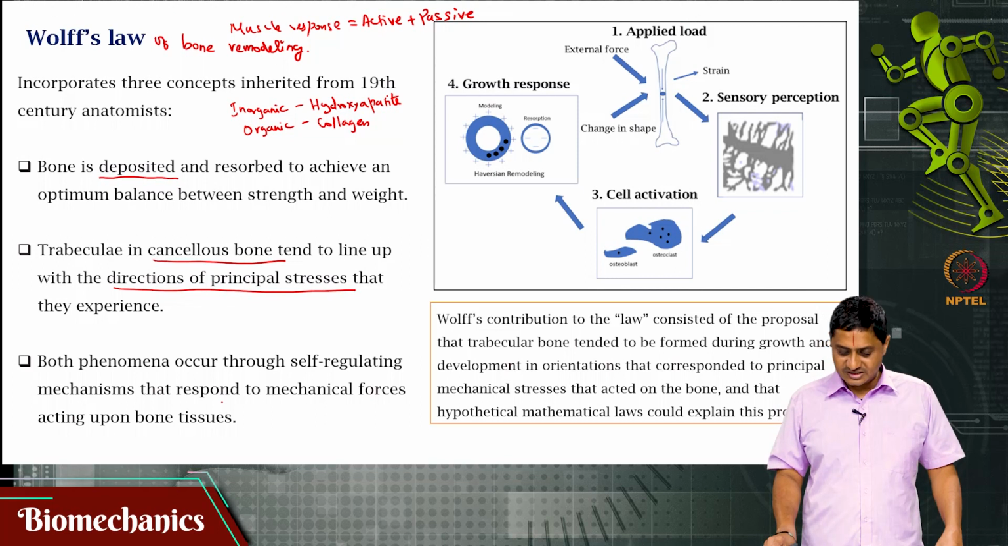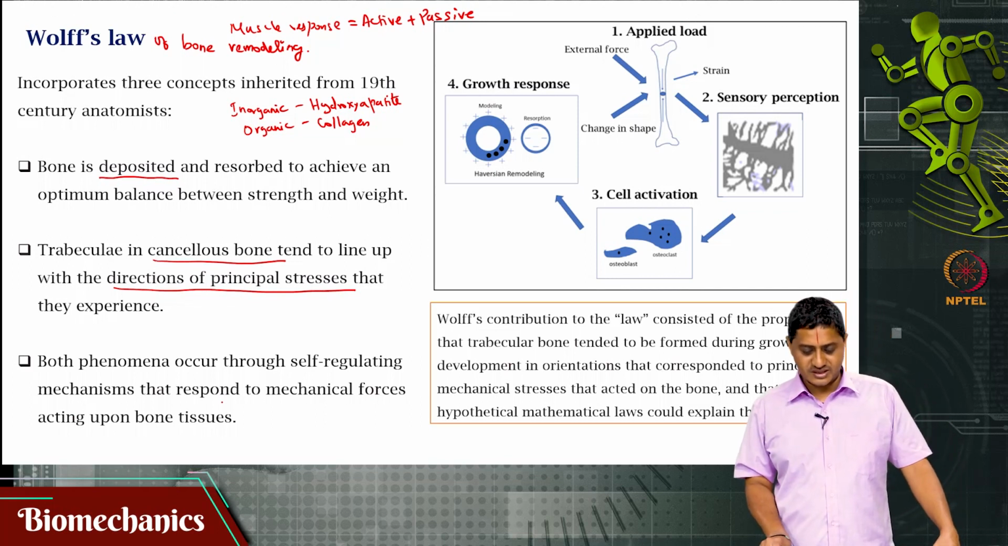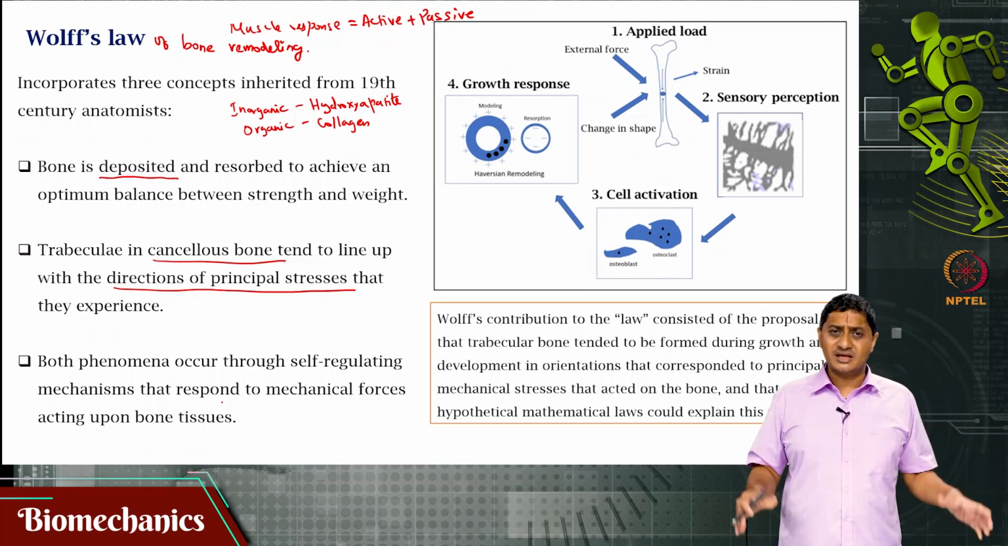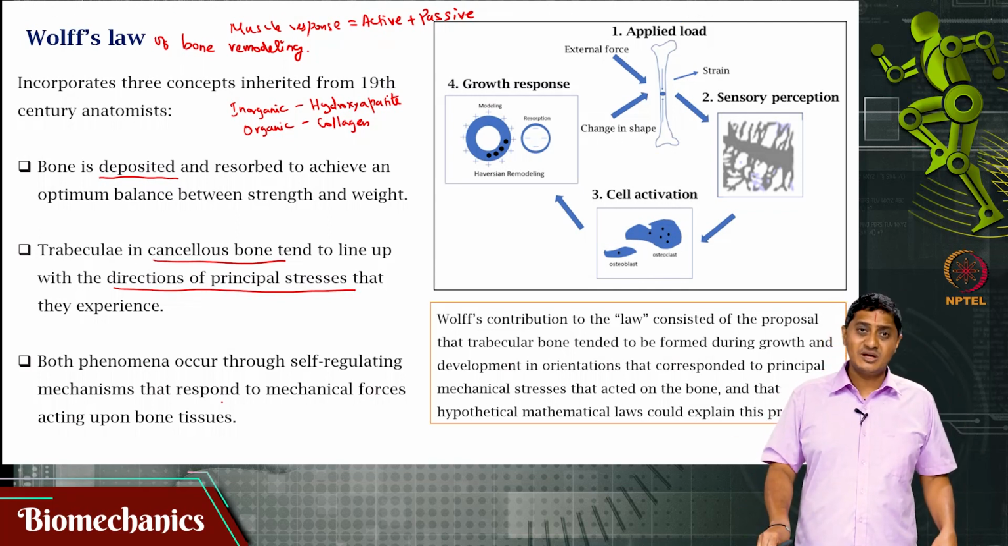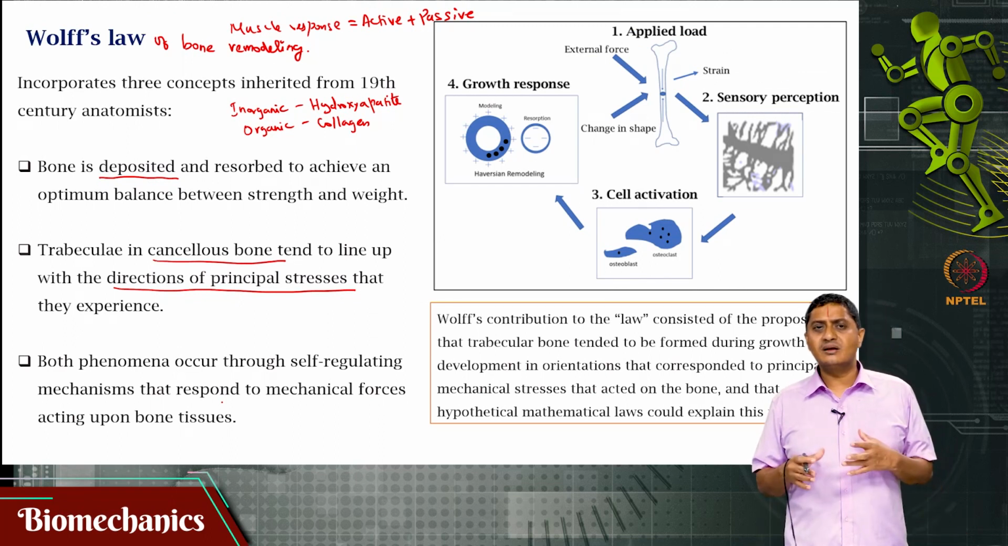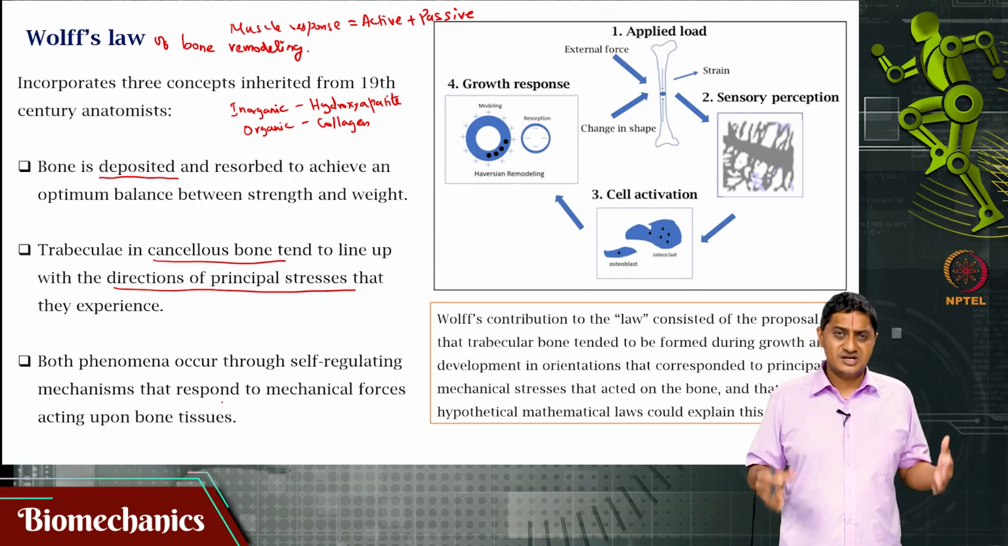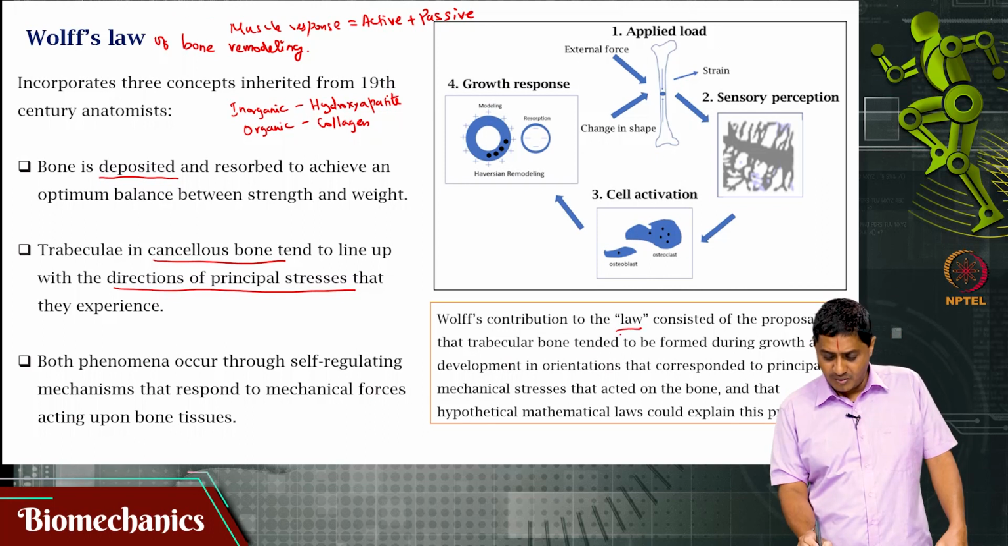Wolff's contribution to this law is essentially the proposal, or the idea, that trabecular bone tended to be formed during growth and development in orientations that correspond to the stresses. So, how they are forming, the orientations, are dependent on the mechanical stresses that it takes, and some mathematical law may be in a position to explain this process. You may be able to explain how aligned the trabecular bone is to a given loading condition with the help of simple correlations, is the expectation. So, that is the law part of Wolff's law.